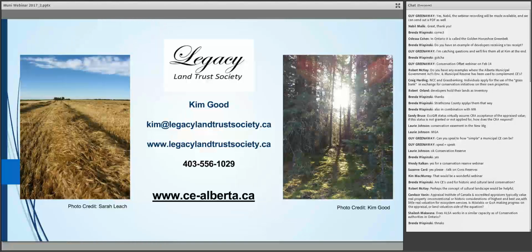Candace says the Appraisal Institute of Canada and accredited appraisers typically value real property, conventional or historic considerations, at highest and best use with little valuation. Yes, that's true. Is Mistakis or the Government of Alberta making progress on the appraisal or land valuation side of the equation? I'm not sure. I don't know that there's a lot of work necessarily going along that way. One of the issues is that land is traded in a fair market value world. That's the market that it goes in, and so when it comes to the tax receipt, that's the valuation that it fits in. There definitely is lots of conversation about the value of ecosystem services, though not specifically to valuing conservation easements that I am aware of.